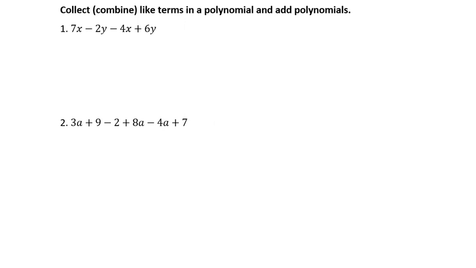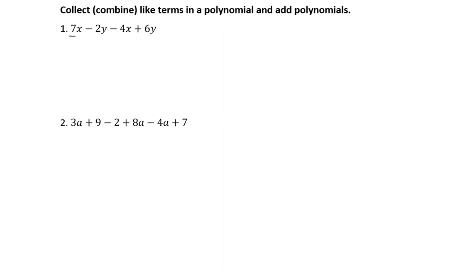All right, so here we need to collect like terms, or combine like terms, depending on what your textbook wants to call it. So what we're going to do is look for like terms. And with like terms, they need to have the same variable parts. And by variable parts, I mean the same variables, and those variables need to have the same exponents.